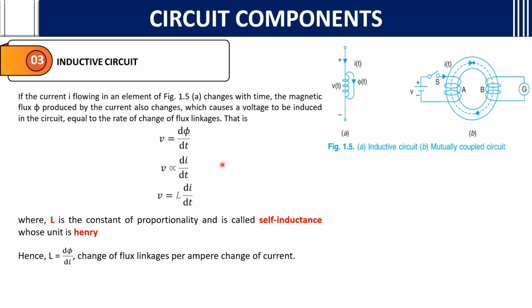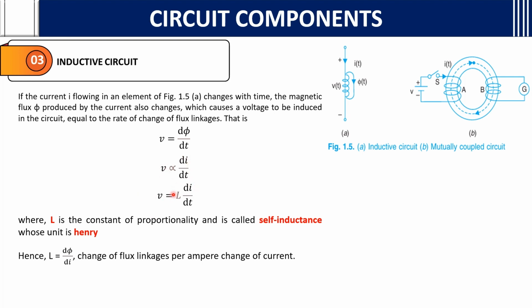Now the last circuit, that is the inductive circuit. If the current I flowing in an element, as in figure 1.5a, changes with time, the magnetic flux phi produced by the current also changes. See, if the current flowing in an element is changing, then the flux produced also changes, which causes a voltage to be induced in the circuit. What happens because of this? Because of the change in current and the change in flux, there is a voltage induced equal to the rate of change of flux linkages. That is V is equal to d phi by dt. V is directly proportional to di by dt.